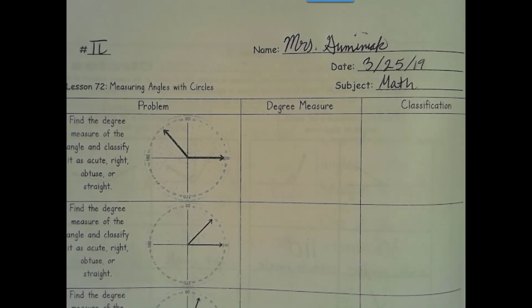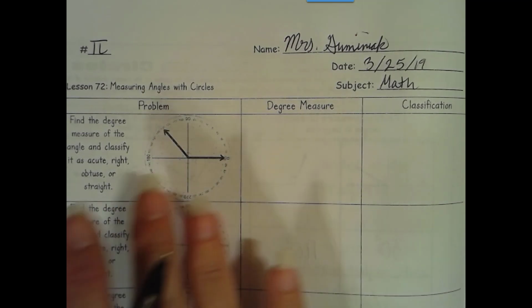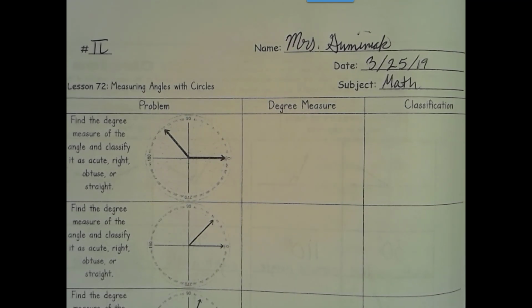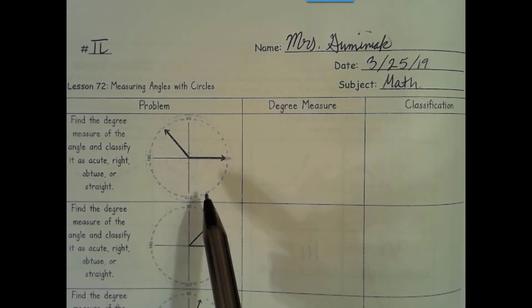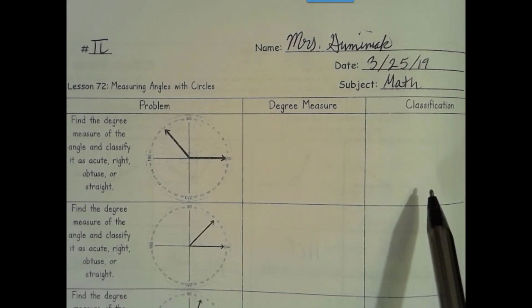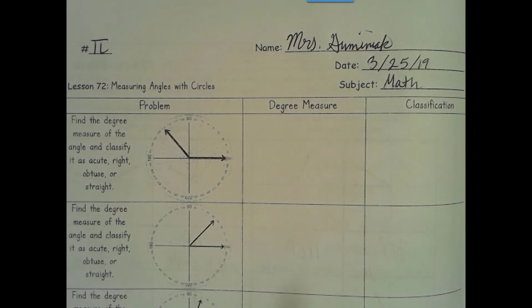Okay, so here we have our problem here. Find the degree measure of the angle and classify it as acute, right, obtuse, or straight. So first we're going to measure it using the circle protractor, put our degree measure, and then we're going to classify it. Which type of angle is it?